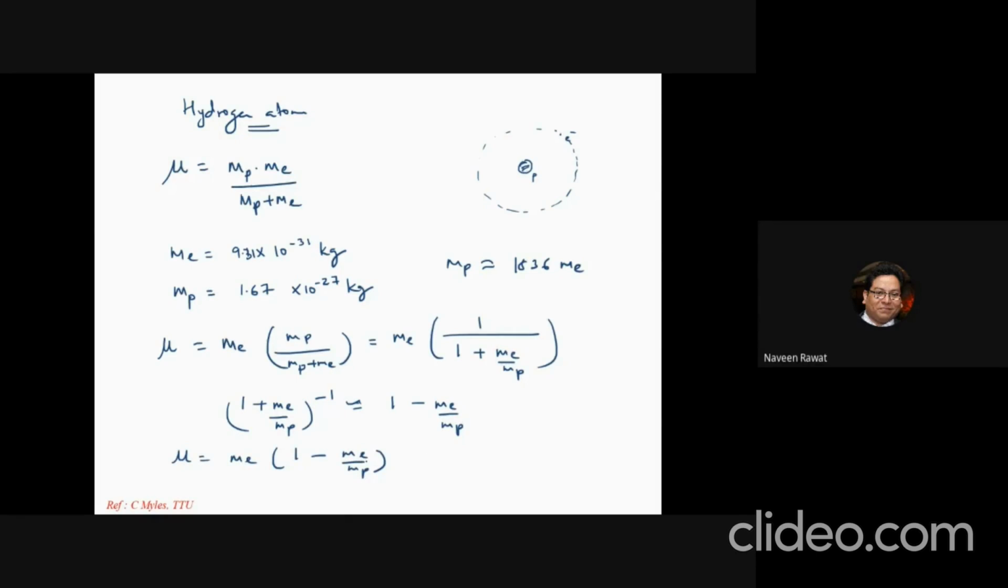And now again I can say that me by mp is a very small number. You can see it's about 0.00 something, so it doesn't have much effect on the system. So to a rough approximation, I can just take the mass of the electron to be the reduced mass of this entire system, because this factor here is about 0.001, so it will hardly affect my value of the mass of the electron. So when I look at the hydrogen system, I can just simplify the picture and say that it's a system of reduced mass having just the mass of the electron.